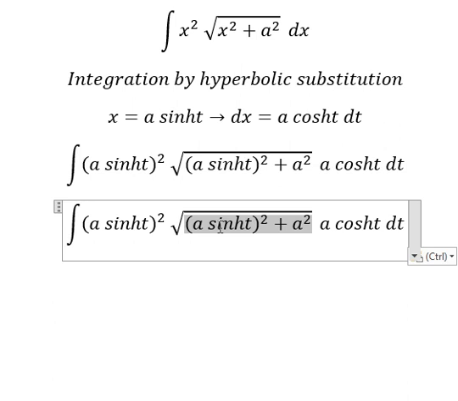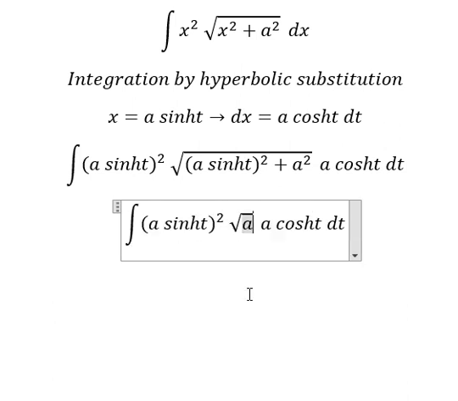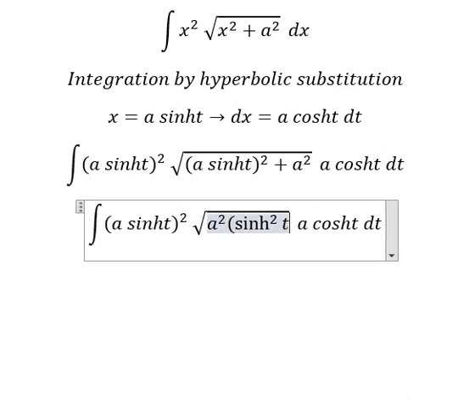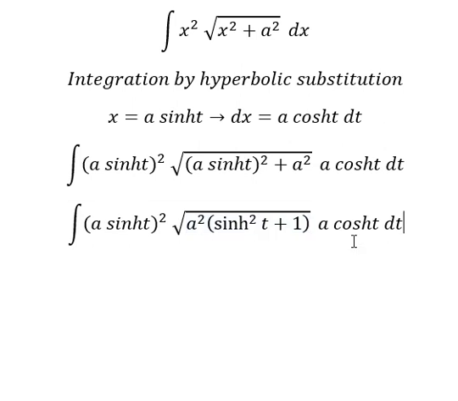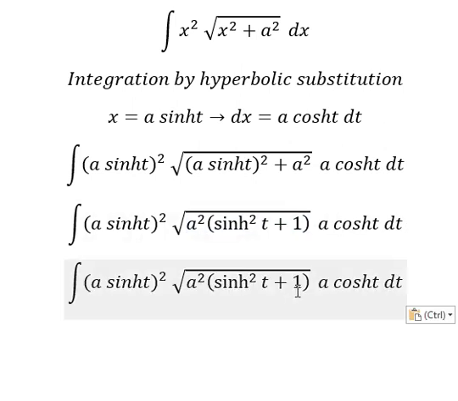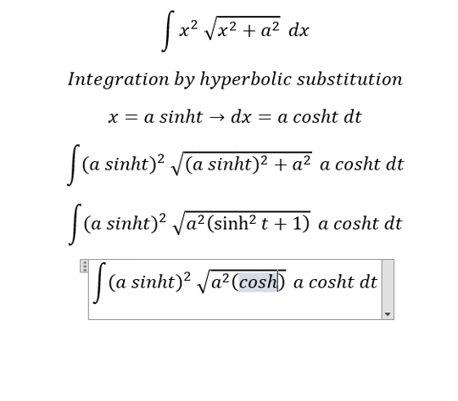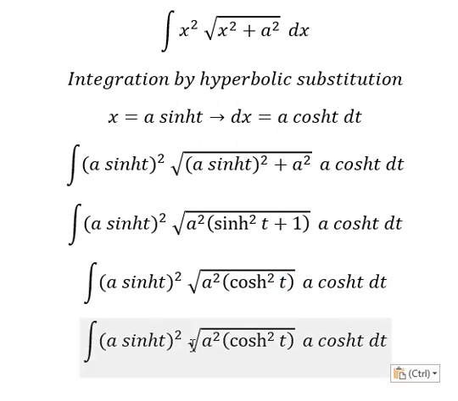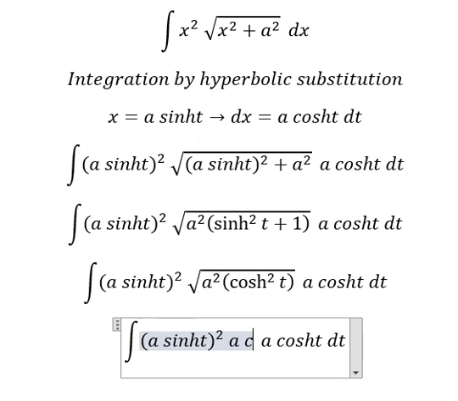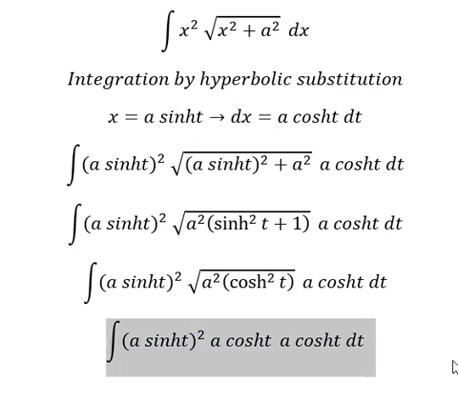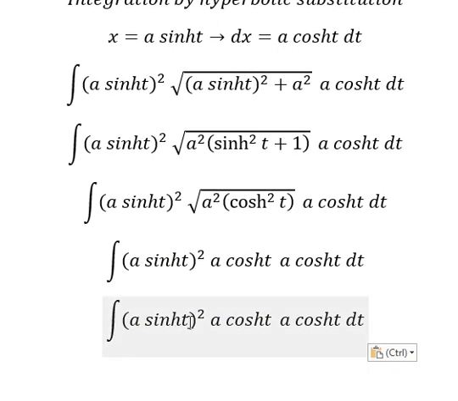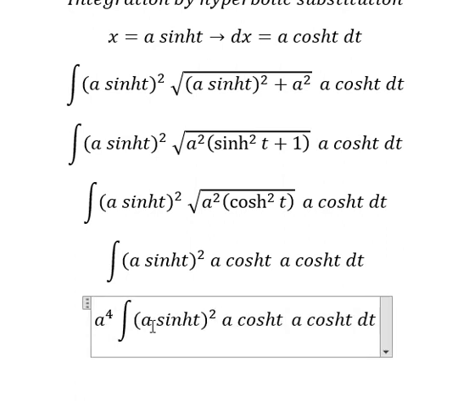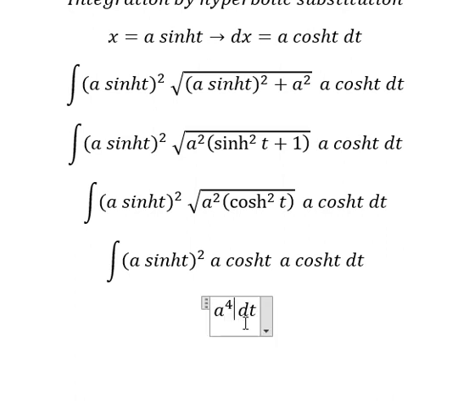So we can do factorization by a squared. This one is about cos t squared. The square root of this one gives a cos t. So we have a squared, a and 8, we have a to the power of 4. And this one is about sin t squared cos t squared.